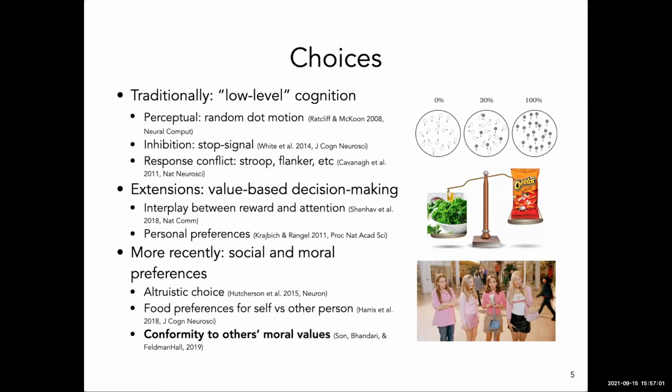Also has a line of work on food preferences for when you're choosing for yourself versus for when you're choosing for another person who maybe has a healthier lifestyle than you do. And so even though you might not choose broccoli for yourself over, I don't know, a pack of Cheetos, you recognize that for somebody else, broccoli might be more valuable. And then the work that I'll talk about at the very end of today's session is talking about conformity to other people's moral values or to a group's moral values. And we use drift diffusion modeling to characterize how people conform to a group, right?